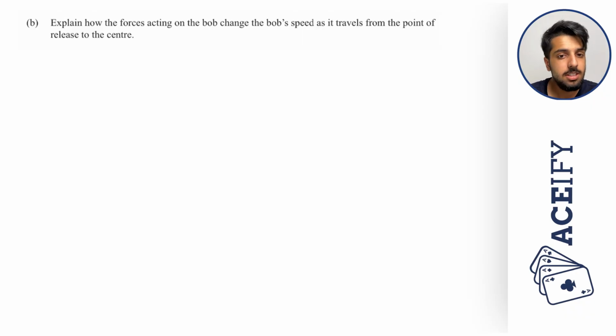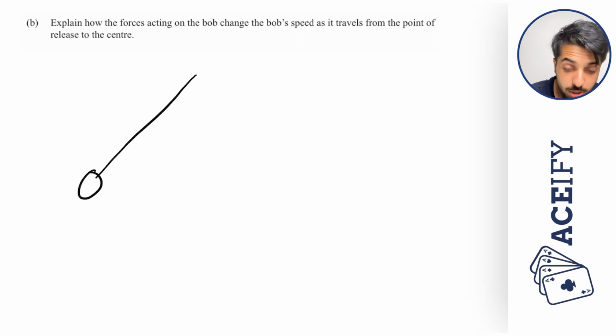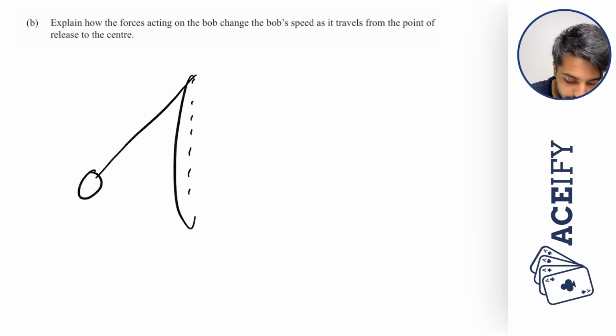Explain how the forces acting on the bob change the bob's speed as it travels from the point of release to the center. Okay, so if we draw the bob at the point of release, which is at max displacement, right? That's the equilibrium position right here.